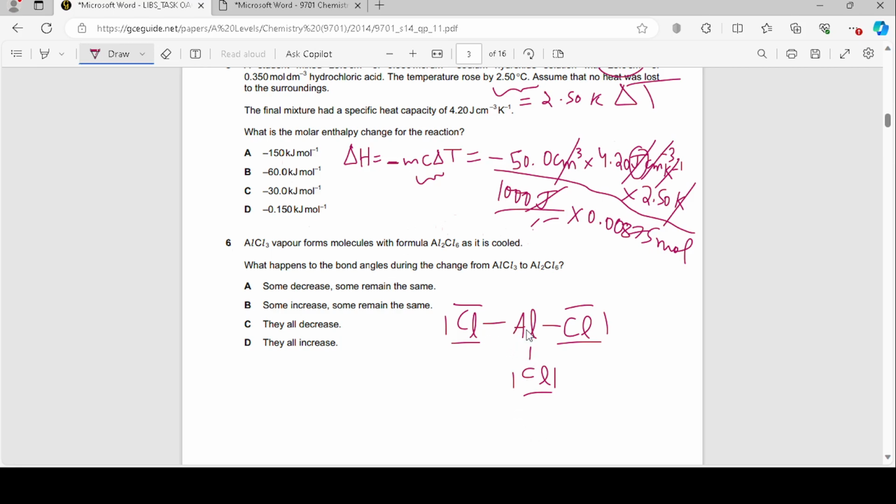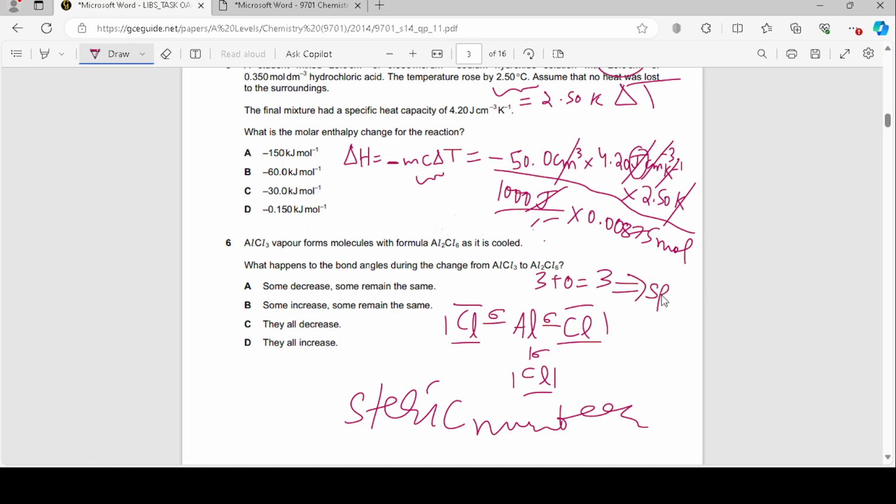So how many sigma bonds are there connecting to Al and how many lone pairs around this? I'm trying to find the steric number around the central atom aluminium. So I have 1 sigma bond, 2 sigma bonds, 3 sigma bonds. I have 3 sigma bonds and 0 lone pairs. So 3 plus 0 gives me a steric number of 3, which implies that it has sp2 hybridization.